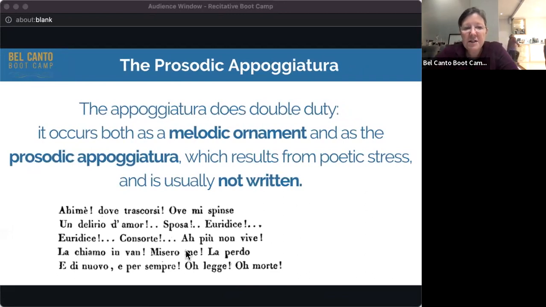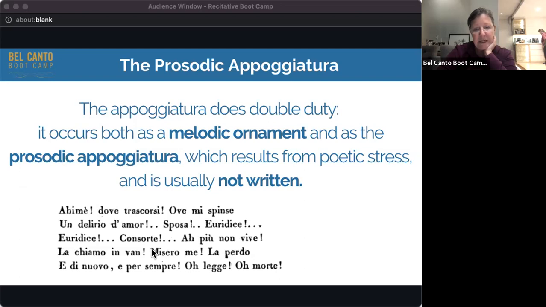The appoggiatura does double duty. It occurs as a melodic ornament, but here we are now talking about it as a prosodic appoggiatura. It results from poetic stress and is usually not written. So what you see here is an example of another versi scolti. "Ahimè, dove trascorsi, ove mi spinsi, o delirio d'amor." You can see the same poetic form happening here.